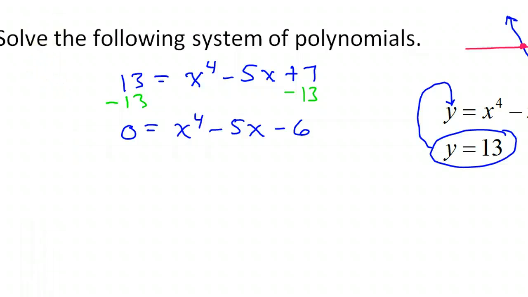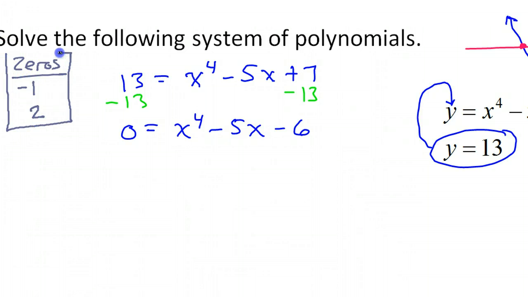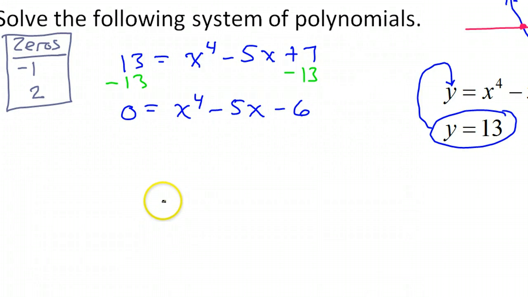Okay, so let's just jot that down while we're thinking about it. Okay, so zeros. Okay, -1 and 2. Good to know. Okay, so in fact, while I'm at it, I should have just done it this way. So we know that -1 and 2 are both solutions to this equation.